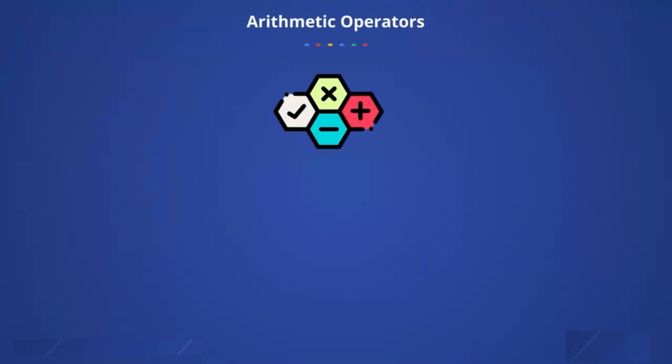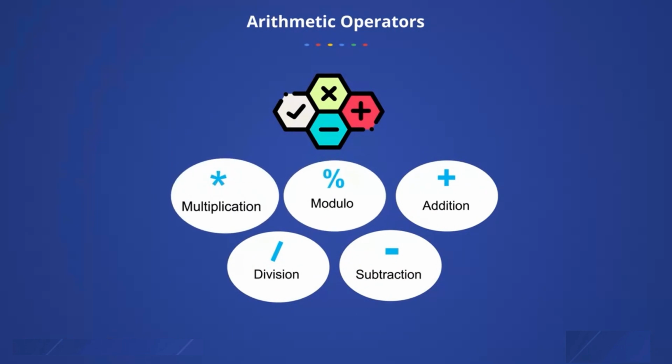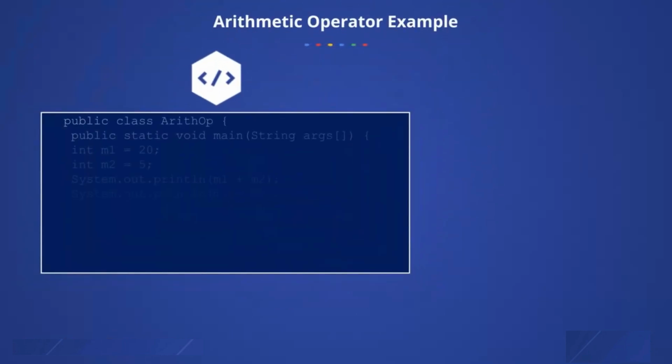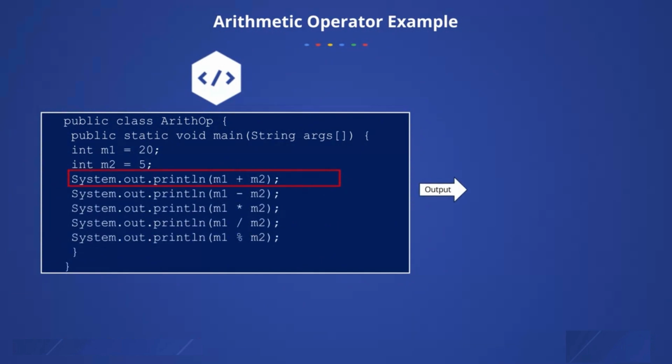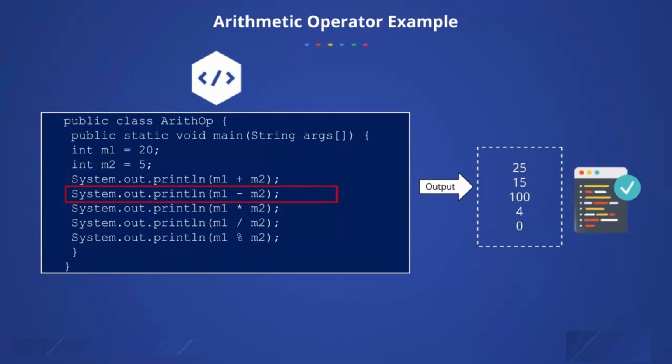Now, what are the different arithmetic operators we have? We have basically addition, subtraction, division, modulo, and multiplication. Now, if you see, this is the addition operator where it just adds 20 plus 5. It makes the addition. And this is the subtraction. This is multiplication where it will multiply 20 by 5. And this is your division.